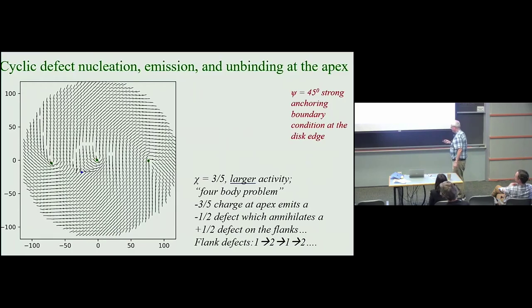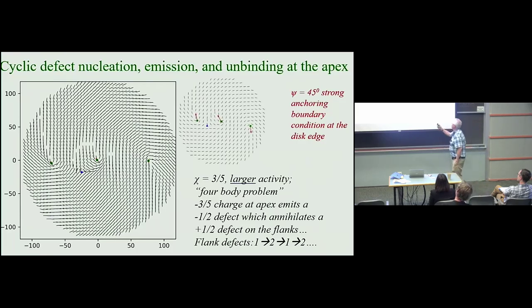This apex has emitted a -1/2 defect, which, like a killer drone, seeks out the +1/2 defect and destroys it, leaving behind some extra defect charge. So this is a picture of a snapshot of what's going on. In fact, if you run this long enough, you go with 2 defects on the flank, and then the killer drone comes out. You have 1, then it goes back to 2, and it does something erratically.